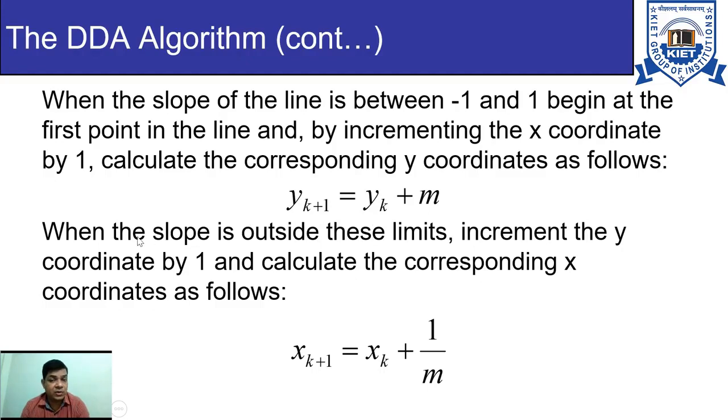In the other case, if the slope is not between -1 and 1, we increment the value of y and approximate the value of x, and the approximation is given as xk plus 1 equals xk plus 1 upon m.